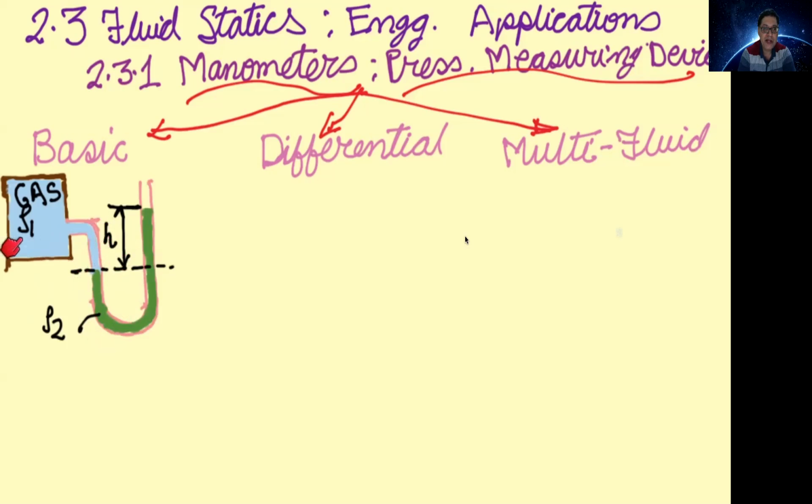This is a fluid whose density is ρ1, and this is the manometric fluid, which has a density of ρ2.